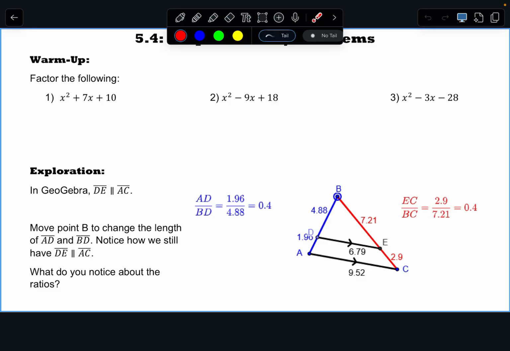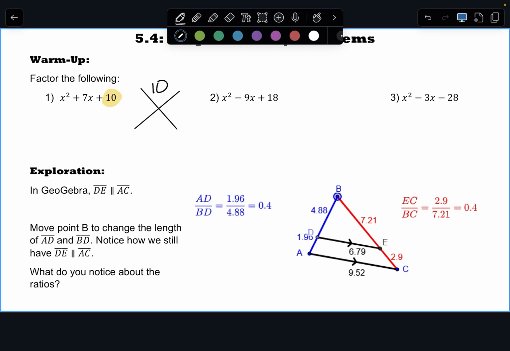It says factor the following. All three of these have three terms. 1, 2, 3. Does anyone remember from Algebra 1 what we do with three terms? What if I drew this? Would we know what to do? The X method? Okay. I need two numbers that multiply to what? 10, the last number, 10.